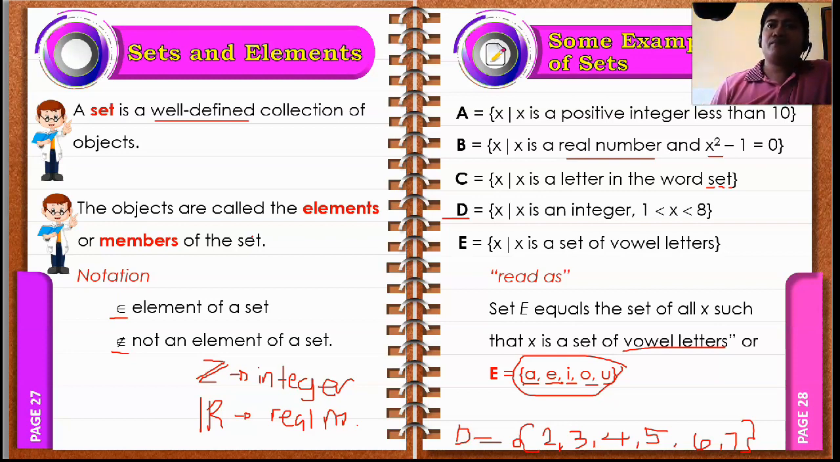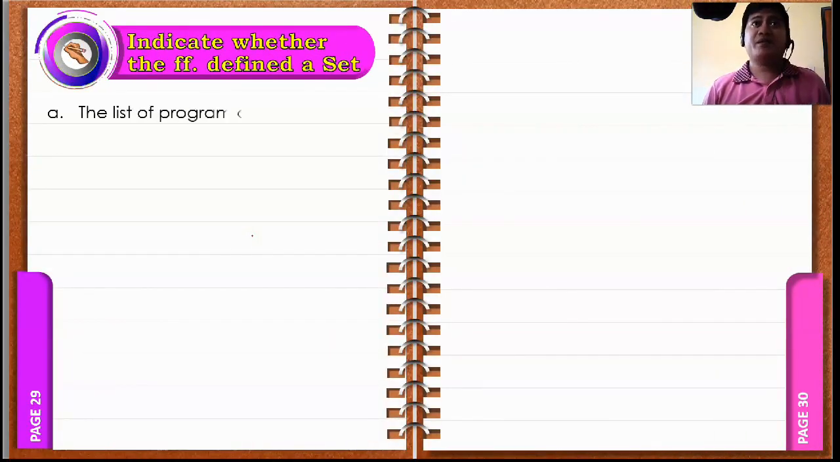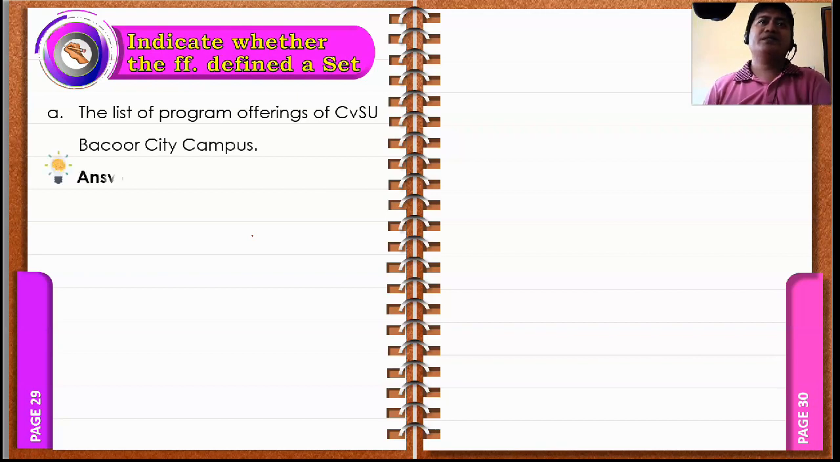So let's try some problems. You just indicate whether the following define a set. Let's have the list of program offerings of CBCU Bacoor City Campus. Is this a set or not a set?